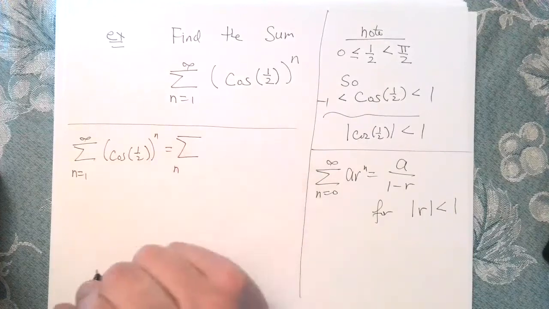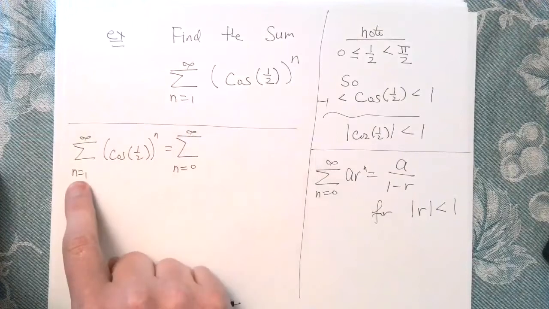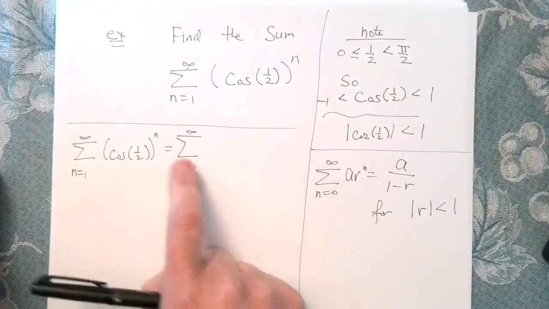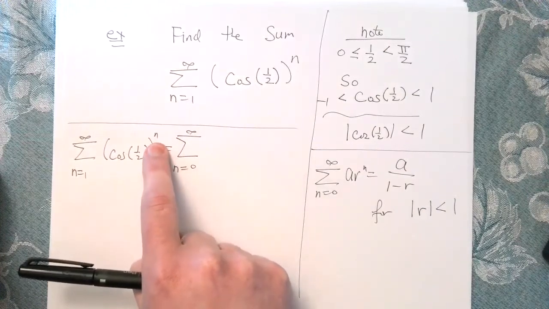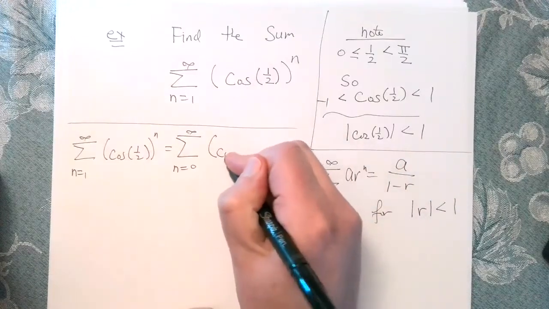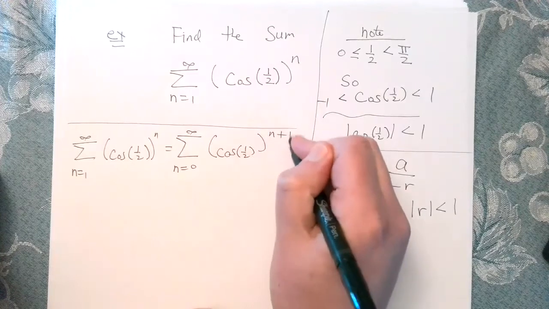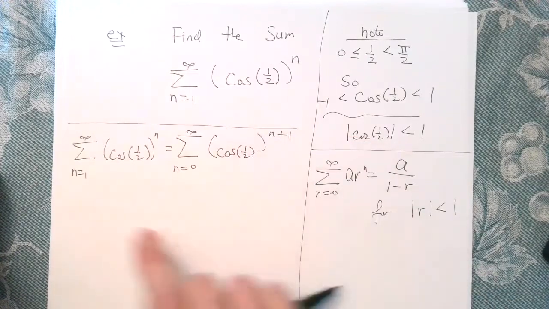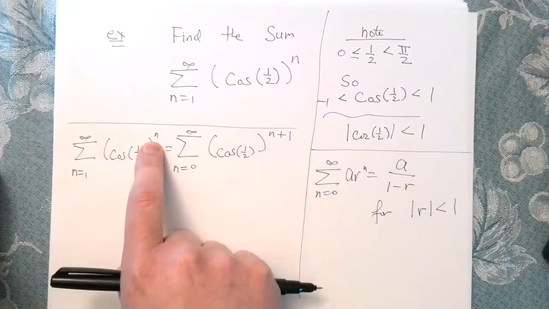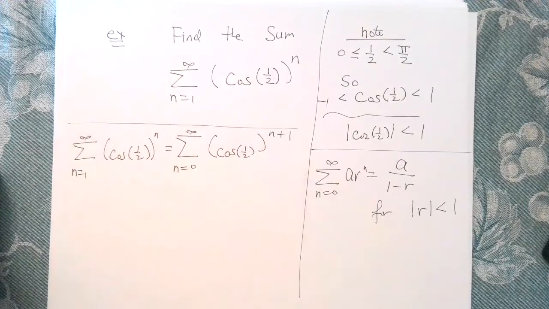So this is the series from n equals 0 to infinity. Now remember, if this goes down by 1, in fact every n, if I had more n's, would need to increase by 1. So that's cosine of 1/2 to the n plus 1. And of course, you can check this. If n is 1, I get the same thing as if n were 0 here. So this is taken care of. Our next goal is to fit this form.